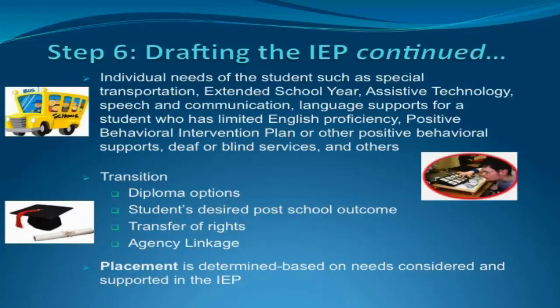Then we talk about placement, and that should be on the IEP as well. Placement is determined based on needs considered and supported in the IEP. So at the very end of the IEP process or meeting, that's when you determine placement. Unfortunately, I see in a lot of meetings that I attend, placement's discussed first, and then all this other stuff's developed. That's the cart before the horse. You can't determine placement until you've discussed need. You can't discuss placement until you've determined how you're going to meet those needs, how you're going to measure those needs, how you're going to support those needs. Then you determine placement.